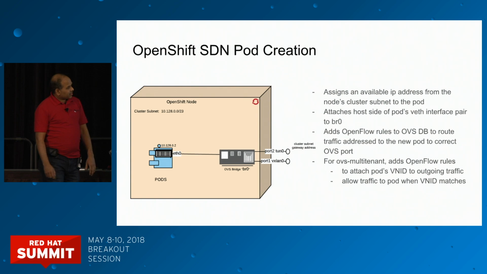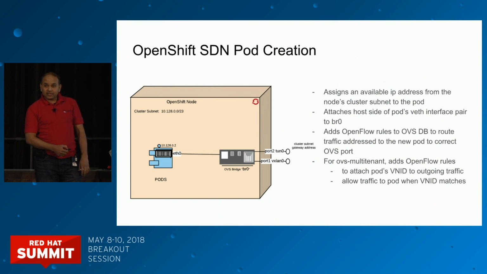Now, whenever a new pod gets created, it assigns one of the IP addresses from the subnet that is given to the node. So the node gets a list of IP addresses, right? From that list of IP addresses, one of those IP addresses is allocated to the pod. And this ETH0 is mapped to that BR0 network, right? And OpenFlow rules are created here so that if traffic comes in, what do I do with it, right?